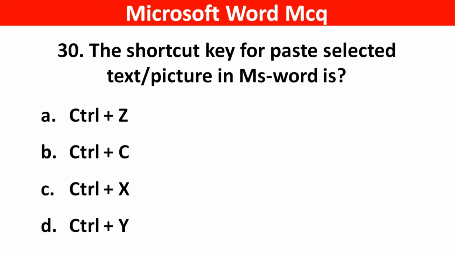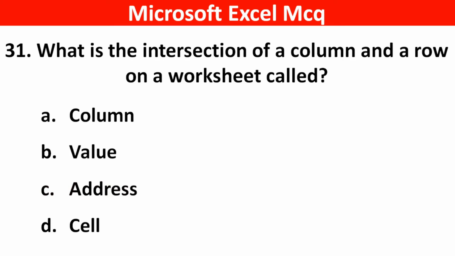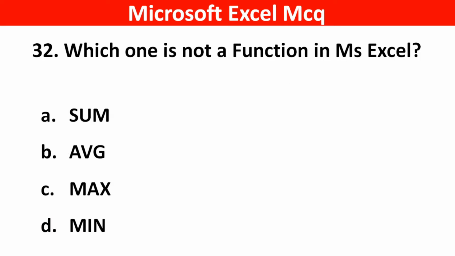Next question, the shortcut key for paste of selected text or pictures in MS Word is dash dash. Right answer is option C, Control plus X. Next question, what is the intersection of a column and a row on a worksheet called? Right answer is option D, cell. Next question, which one is not a function in MS Excel? Right answer is option B, average.